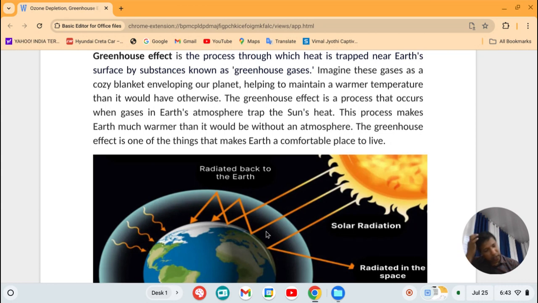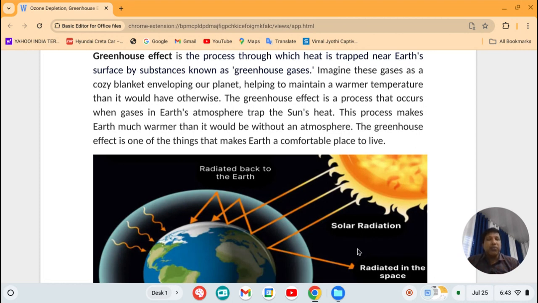So actually greenhouse effect is the process by which this solar radiation is trapped within the Earth's atmosphere. So this is helping to maintain a warm atmosphere. But some amount of solar radiation will go out also.